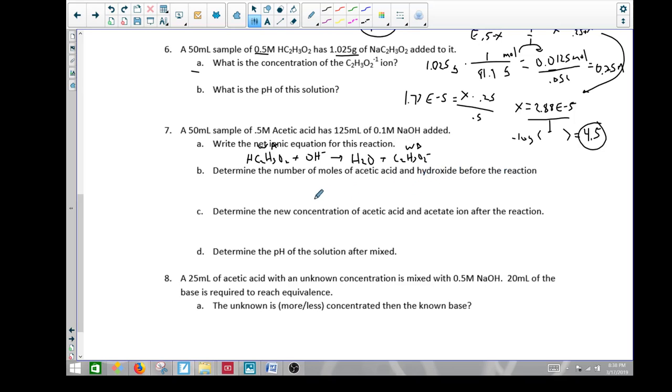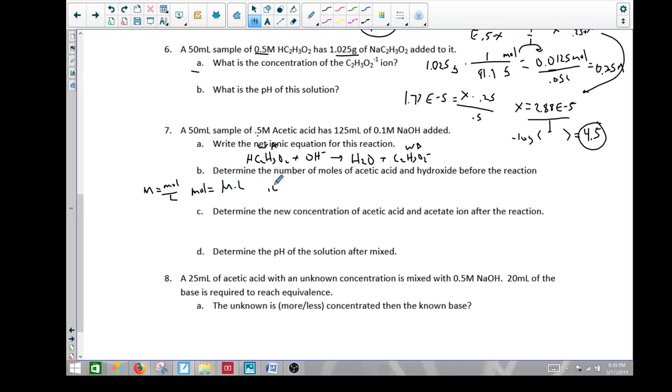Okay. Now, a few things I'll mention here is that we have 0.5 molar and 0.1 molar. So this is 5 times more concentrated. Our volume is 50 and 125, so more volume. Either way, let's do this. Molarity equals moles per liter. Multiplying these two together gives me moles. So moles equals molarity times liters. All right, so we'll do that twice.